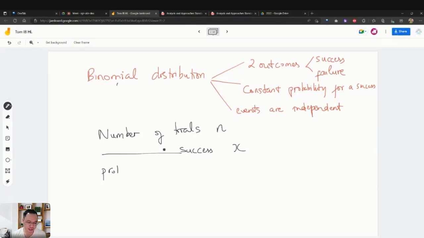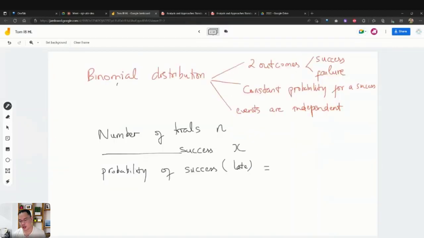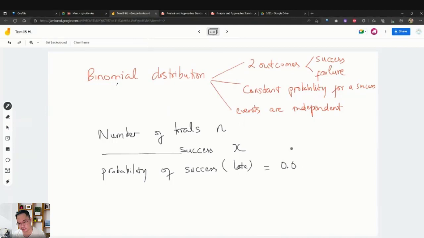Probability of success. In this case, it's being late, and that probability is this one, 0.089. That is the reason why we cannot answer question C without answering question B first. We should take the value as accurately as possible, taking 3, 4, 5 decimal points, 0.08867.